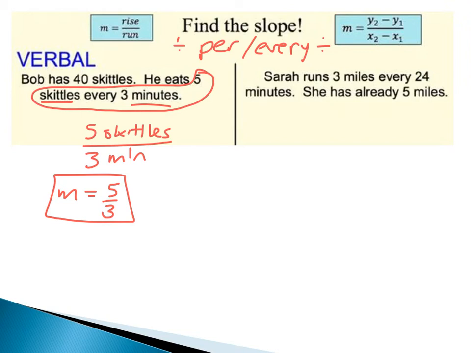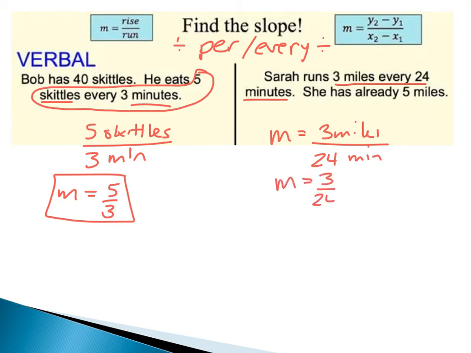So we can see that she runs 3 miles every 24 minutes. That right there represents the rate of change. So we know her slope, or the rate of change, is 3 miles every 24 minutes. So my slope is going to be 3 over 24, which last thing we're going to do is check to see if we can simplify. 3 goes into itself once and into 24 8 times, so I know the slope is going to be 1 over 8. What does that mean? She runs 1 mile every 8 minutes.